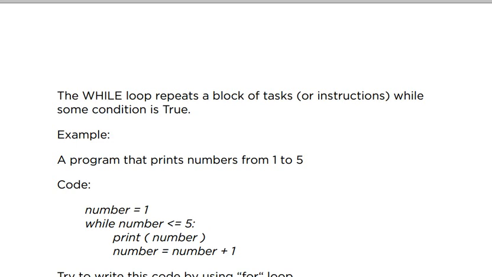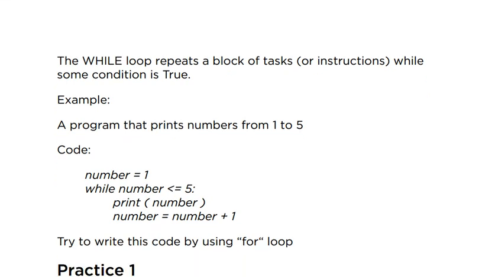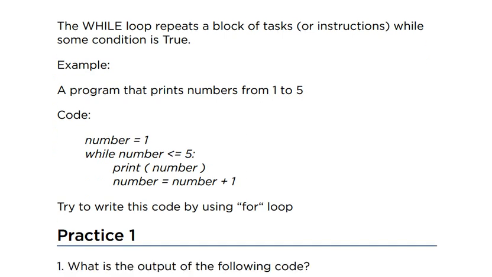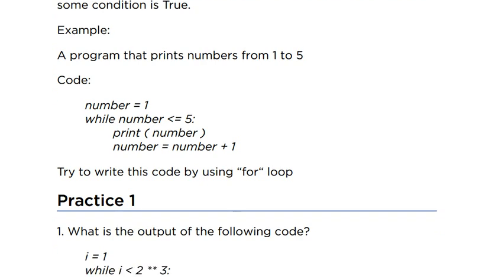The while loop repeats a block of tasks or instructions while some condition is true. For example, a program that prints numbers from 1 to 5. Code: number = 1. While number < 5, print number. number = number + 1. Try to write this code by using a for loop.